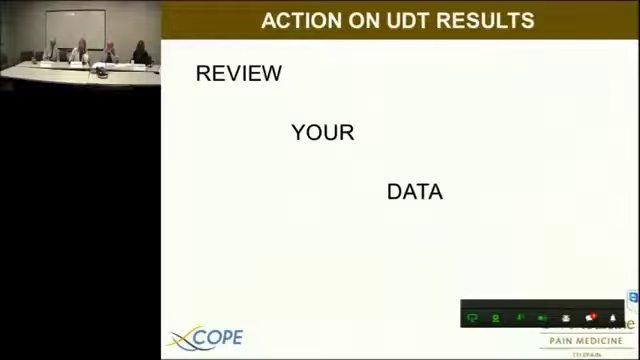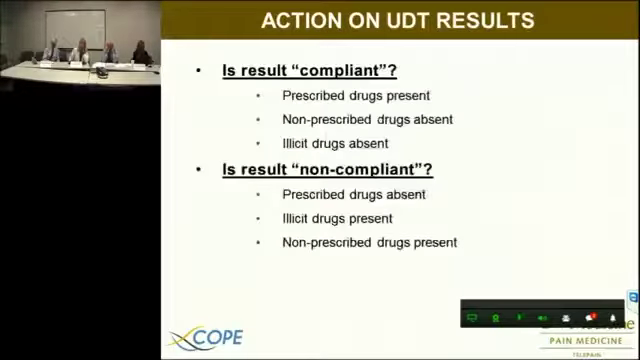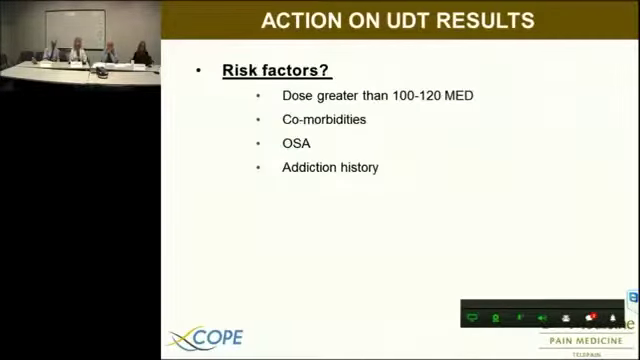We should look at all the data we have on the patient, and that includes starting with the UDT. Is it compliant? Do you see what you want? Do you not see what you don't want? And then what are the risk factors? And we know that risk increases as the dose goes up. There can be comorbidities that increase the risk, such as liver failure, kidney failure, heart failure, depending on what drug you're using.